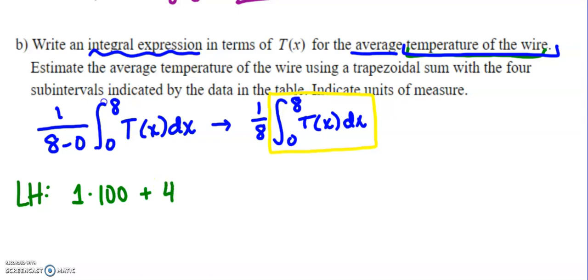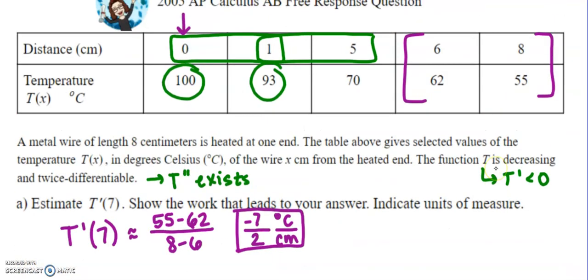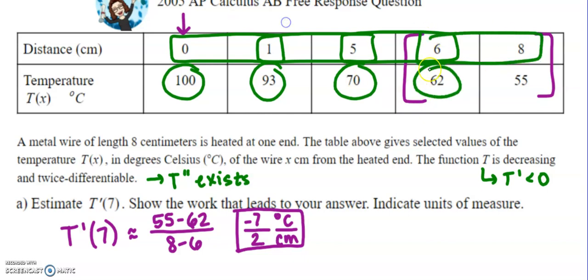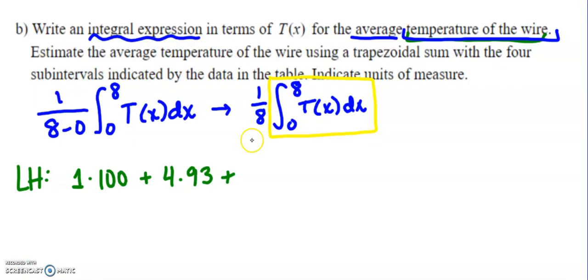So plus 4 times 93, plus, keep scrolling, 1 times 70, and 2 times 62. So 1 times 70 plus 2 times 62. So we'll get that left-hand rule in just a second. I'll bring up the calculator.